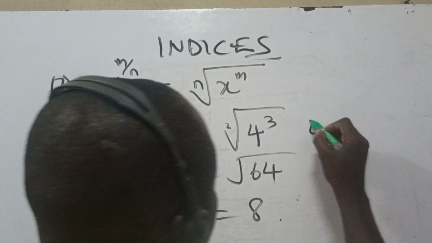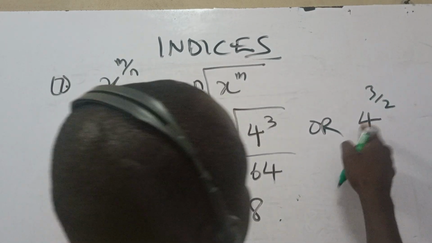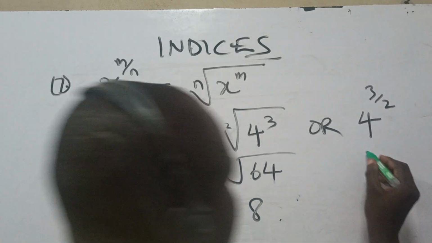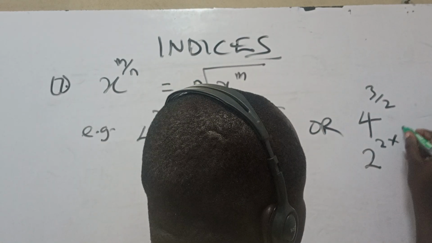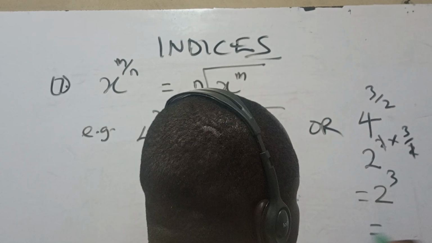And of course, if you don't want to do it this way, when we have 4 raised to power 3 all over 2, we can express 4 as an index of 2. We can change 4 to 2 raised to power 2, multiplied by 3 all over 2. This can take care of this. Then at the end of the day, we have 2 raised to power 3, which is equal to 8.